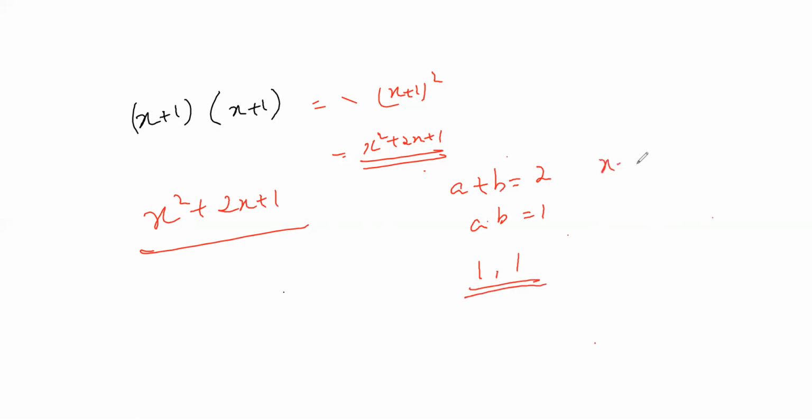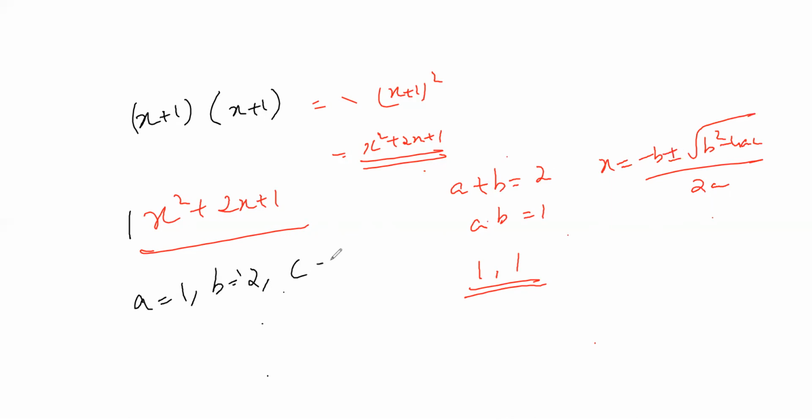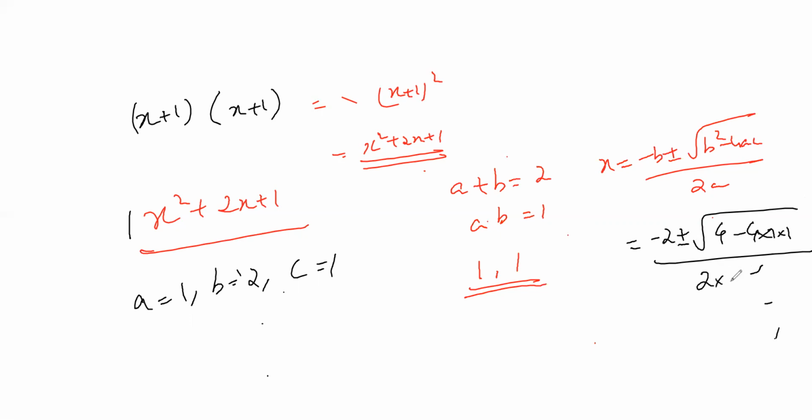This is one method. And x is equal to minus b plus or minus root of b square minus 4ac by 2a. So here again what will you do? What is the a value? 1. What is the b value? 2. What is the c value? 1. Minus b, which means minus 2 plus or minus root of b square. B square is 4, minus 4 into 1 into 1, by 2a. What is 2a? A is 1. So minus 2 plus or minus root of 4 minus 4, that is 0, by 2. So we are getting minus 1.